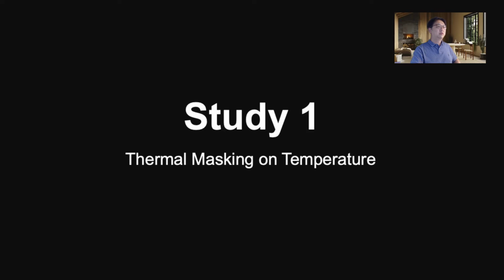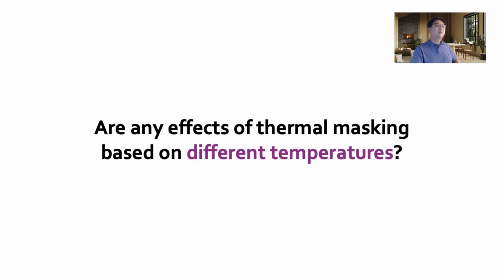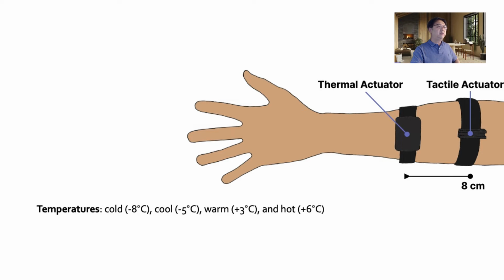Study 1, thermal masking on temperature. We wanted to know if there are any effects of the thermal masking based on different temperatures. We placed the thermal actuator in the middle of the forearm and placed the tactile actuator 8 centimeters apart from the thermal actuator.